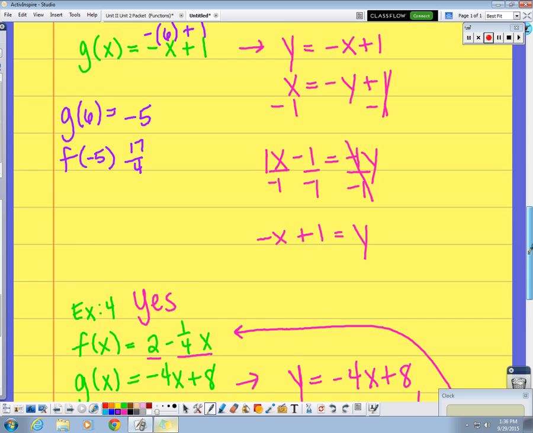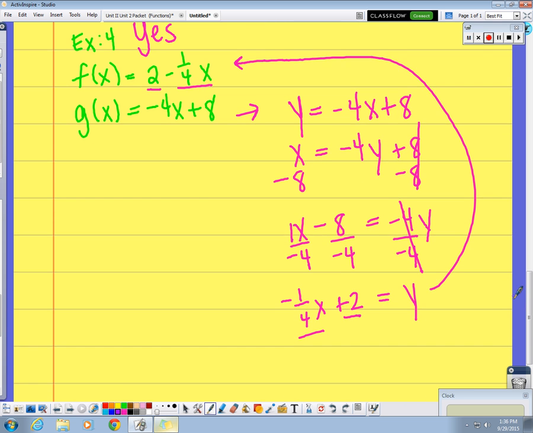Okay, so now use the plug-in method yourself with example 4. Just try the plug-in method on your own. Any number. Okay, somebody give me the number that you plugged in. 2. 2, okay, and what function? G. Okay, so g of 2 would be negative 4, but in the place of x, we're inputting a 2, plus 8. What do you get? 0. Then you take that and plug it in the f function, which would be 2 minus 1/4 times 0, and that gives you 2, which is what you plugged in originally. So yes, they are inverses.